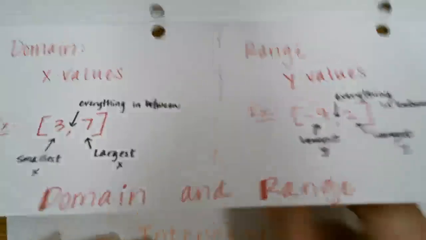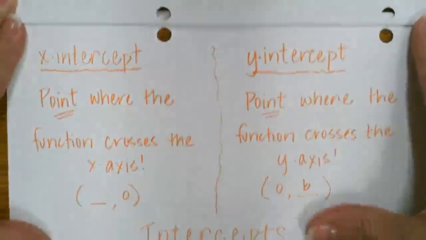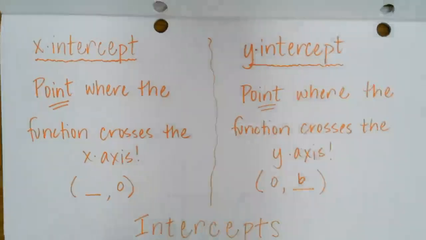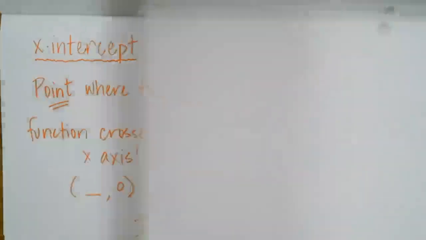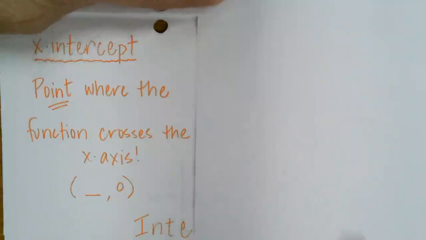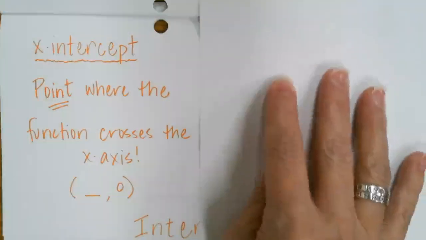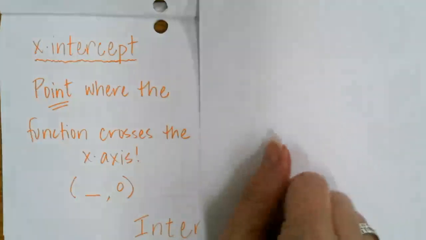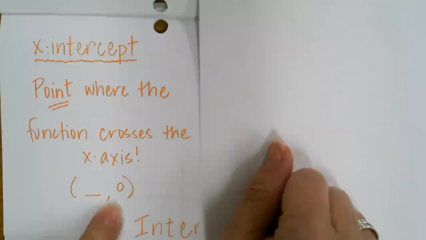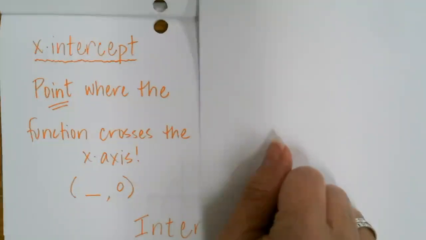All right, on your next page, we are going to talk about intercepts. Now, we've talked about these earlier this year. We looked at how you can graph with the x and y intercept. So this should not be new material here. So the x-intercept is the point where the function crosses the x-axis. This is always going to be something, 0. So if it crosses the x-axis, that means that y is 0. So if you write it as an ordered pair, it would be whatever your x-intercept is, comma 0.